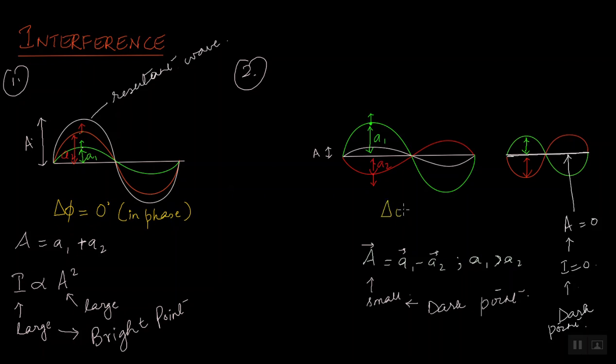And what about the phase difference here? This is vibrating up, this is vibrating down. The phase difference here is 180 degree or pi. Okay, right, got it.